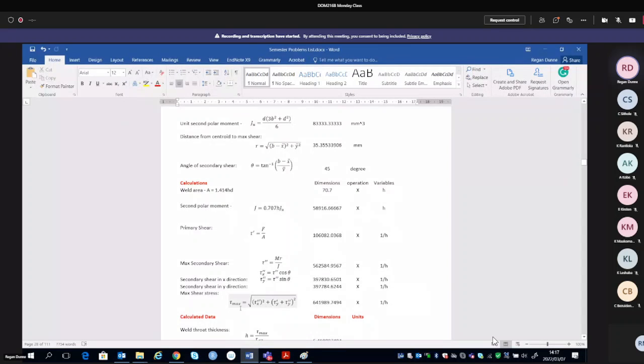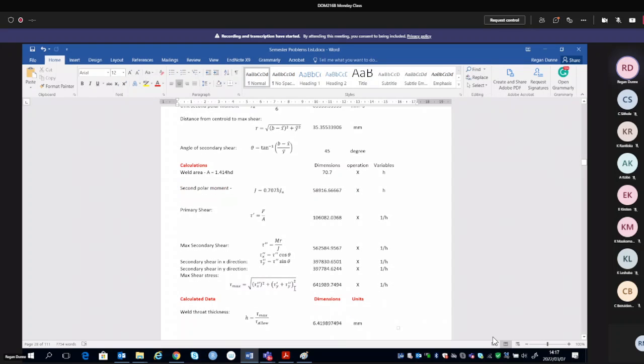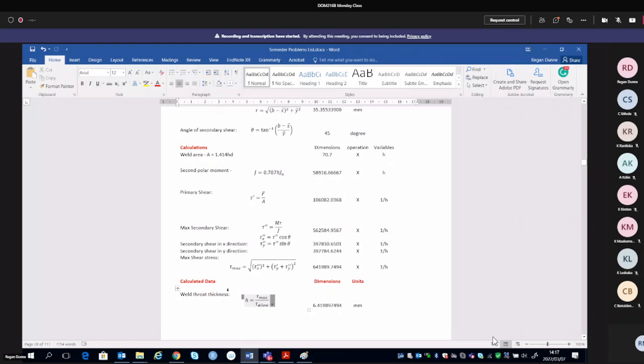Now solving for our maximum shear, just like we looked at the equations in chapter 8, we're going to have our horizontal components squared plus our vertical components squared, and we can solve for that. Then once you plug everything in, we make h the subject of the formula. We can find the maximum shear and then plug it into this equation and solve for h, which will give us 6.419 millimeters. That's the end of the solution for this problem.